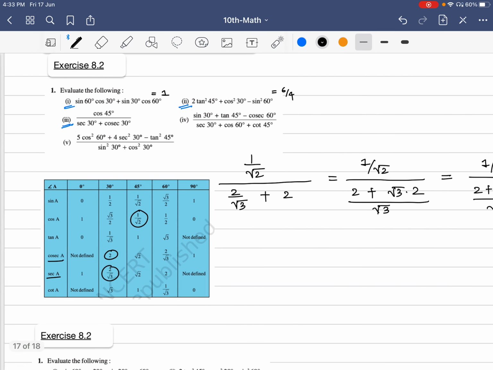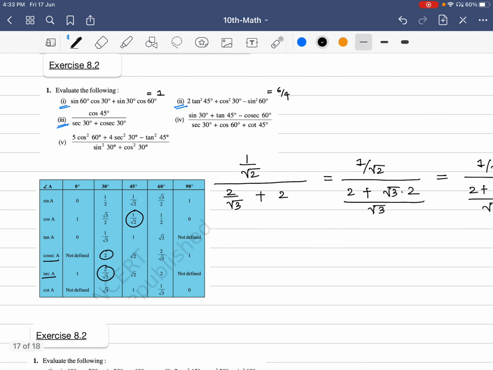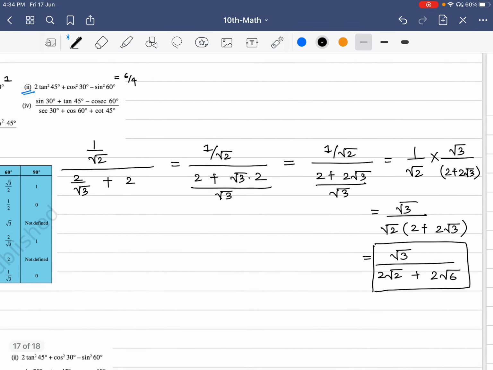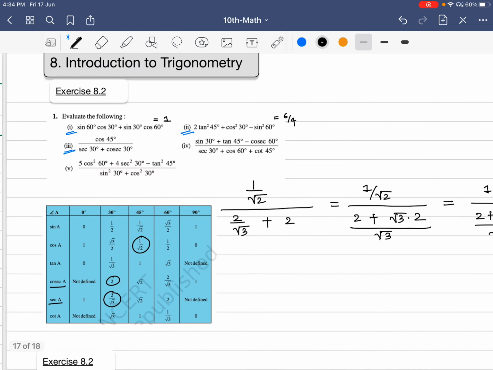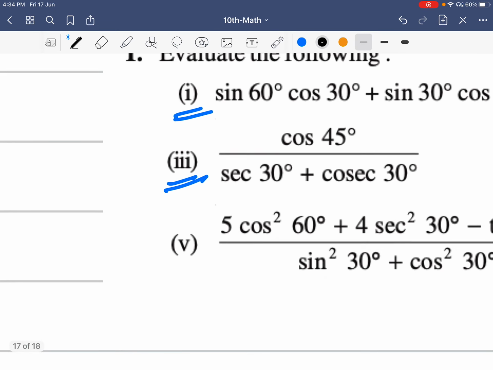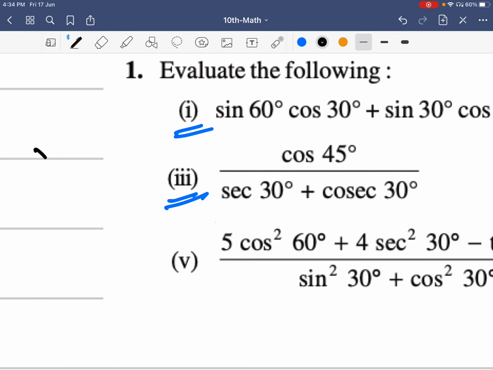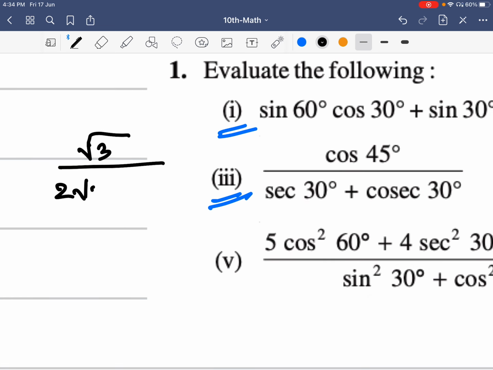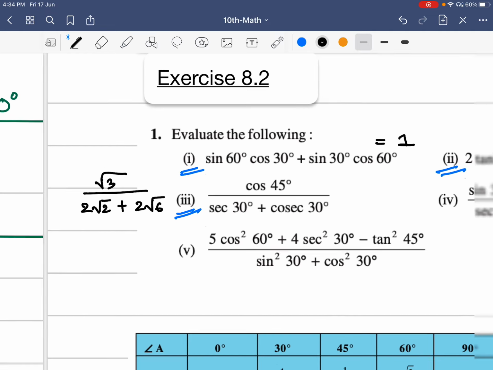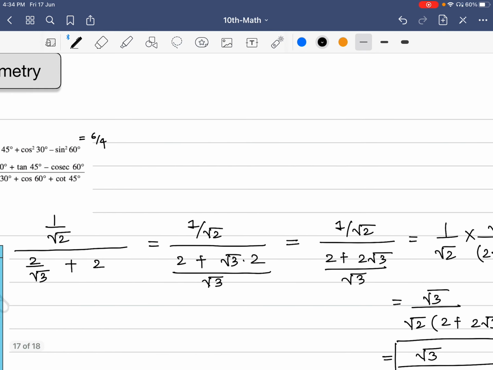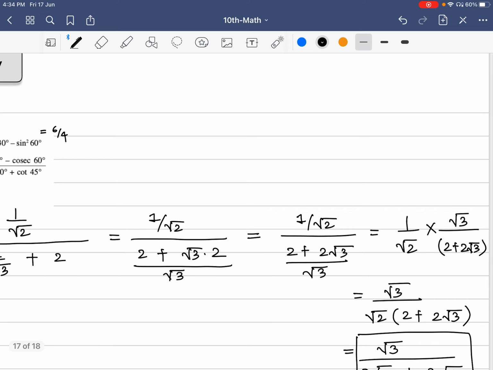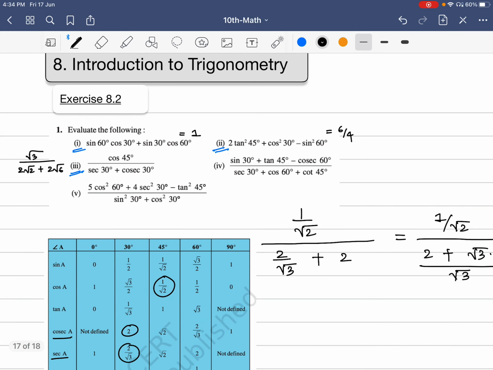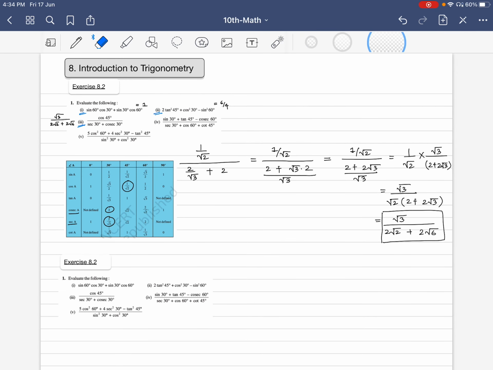Root 3 divided by 2 root 2 plus 2 root 6. So let me write here. So it's root 3 divided by 2, what was it? Sorry, 2 root 2 plus 2 root of 6. Is it correct? Let me confirm. 2 root 2 plus 2 root 6. Yes, 2 root 2 plus 2 root 6. So that becomes our expression number 3.